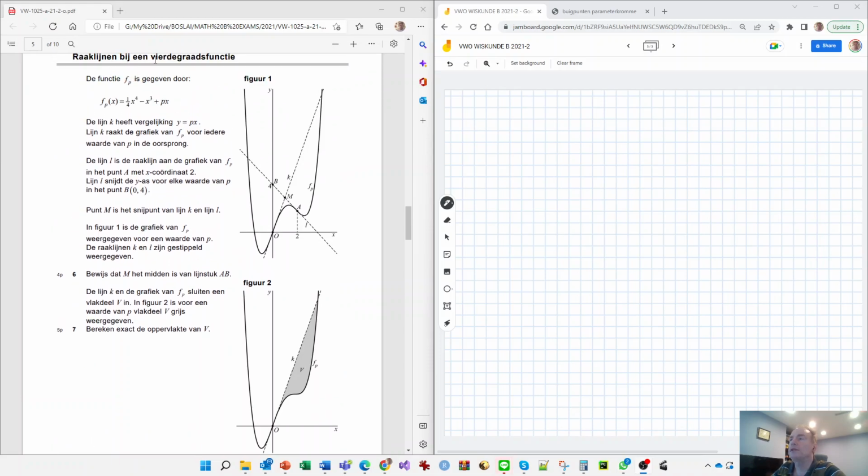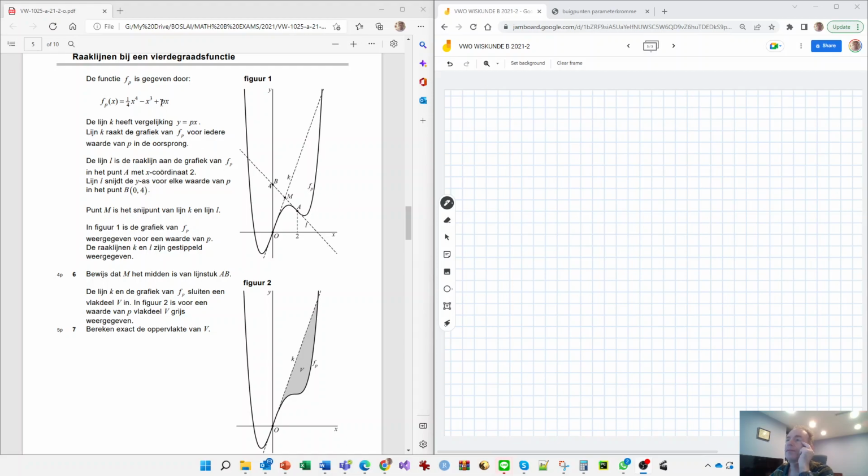Raaklijnen bij een vierde graads functie. Raaklijnen are tangents again. This function is given here with a parameter p. There's a line k with the equation y equals px. It's given here. This line k is a tangent in the origin for every value of p, actually.